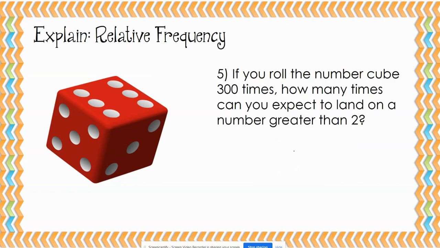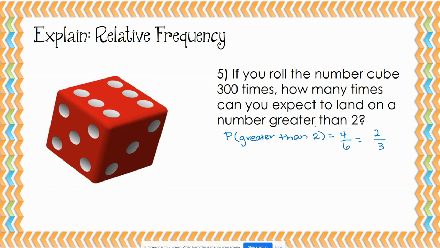Number 5 says if you roll the number cube 300 times, how many times can you expect to land on a number greater than 2? First thing I need to know is what is the probability of landing on a number greater than 2? Well, on a number cube, the numbers that are greater than 2 are 3, 4, 5, and 6. So there are 4 numbers that are greater than 2 out of 6 total numbers. Well, if I simplify 4/6, I know I can divide both of these by 2, so my simplified fraction would be 2/3.